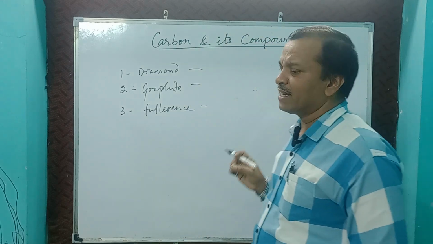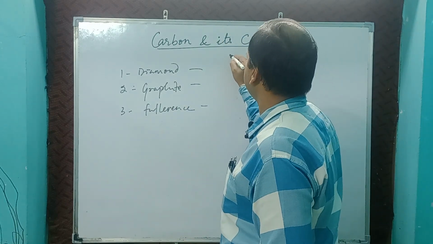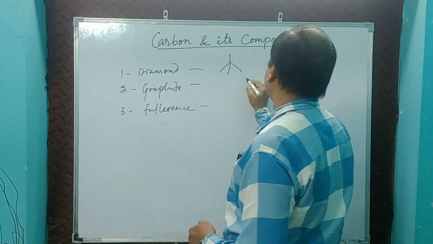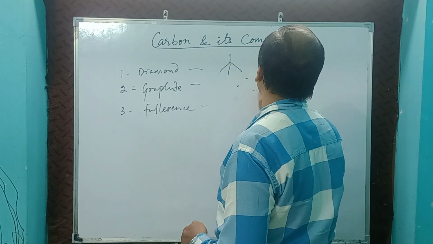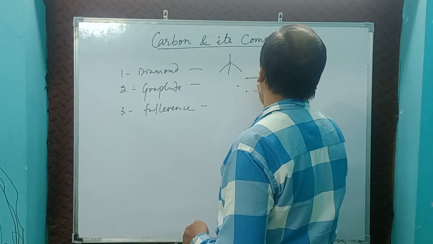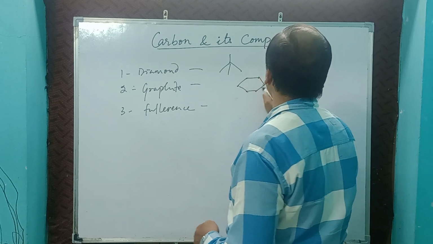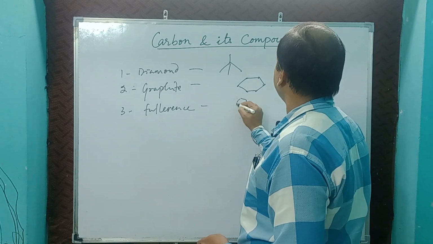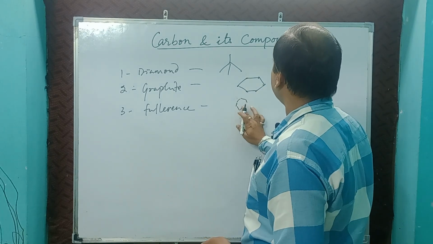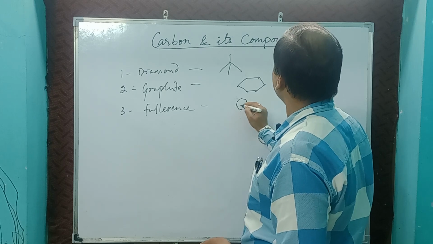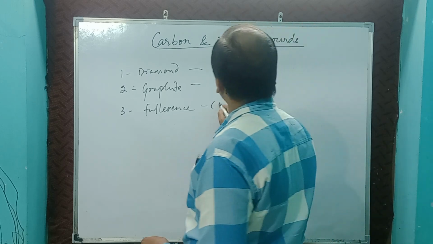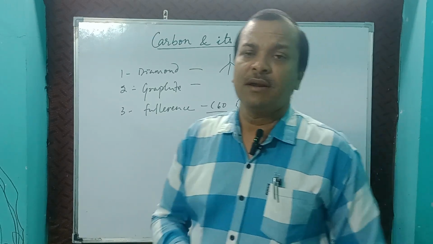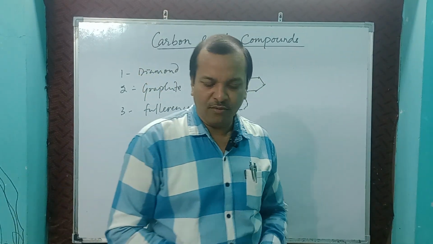Diamond is the hardest substance. Its structure is like this, and the graphite structure is like this. This is the structure of graphite, hexagonal, and fullerene is like a football shape. It is also called C60 because 60 carbon atoms join together to form Buckminster fullerene.